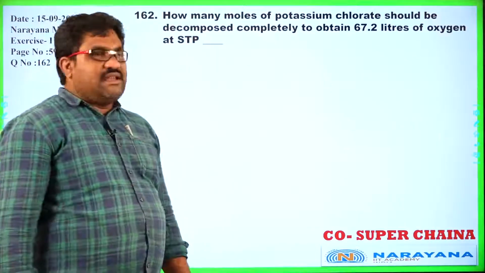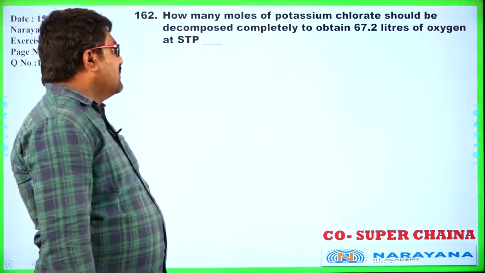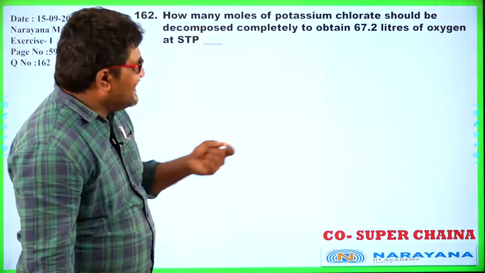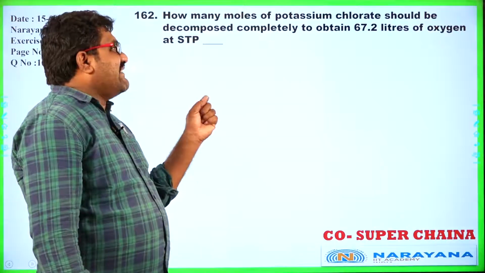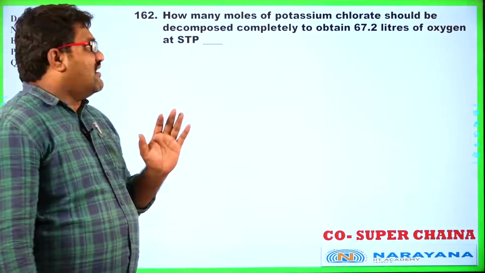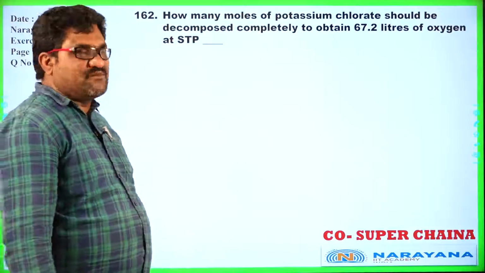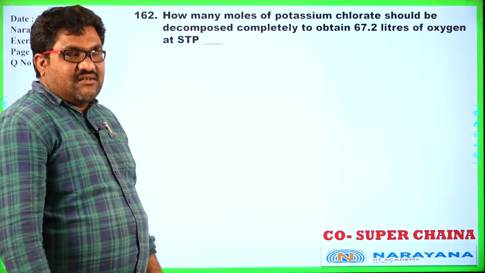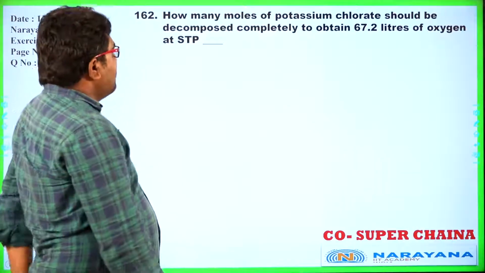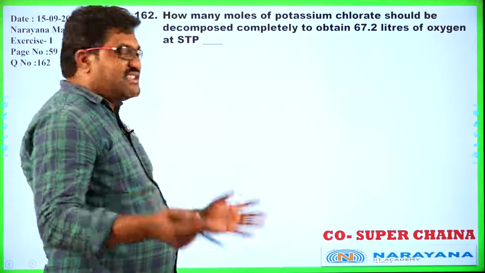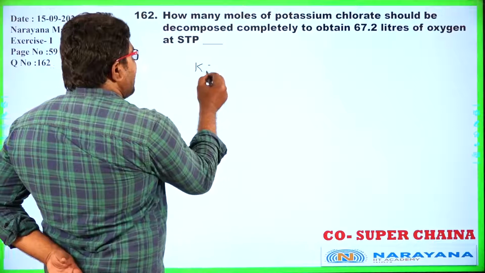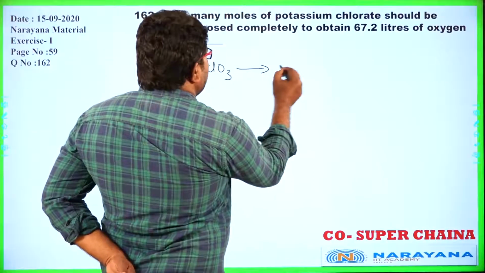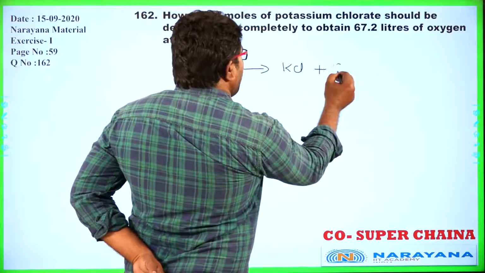Yeah. How many moles of potassium chlorate should be decomposed completely to obtain 67.2 liters of oxygen at STP? So he has given the STP conditions. Now based on the data given, we can make some chemical reaction. So how many moles of potassium chlorate? What is potassium chlorate? KClO3 is the potassium chlorate. So if it decomposes, it will give KCl and O2.